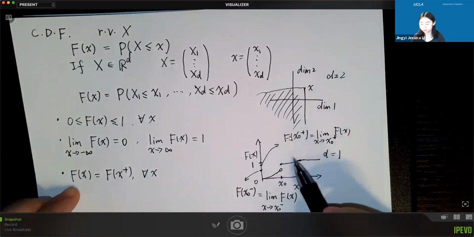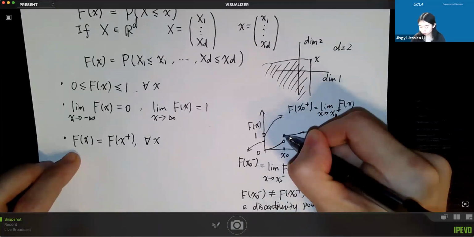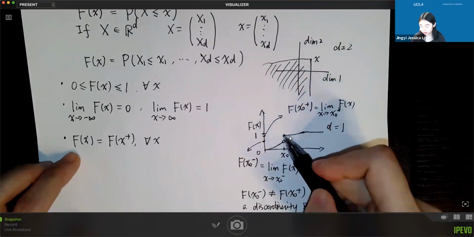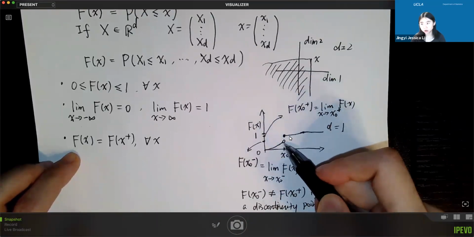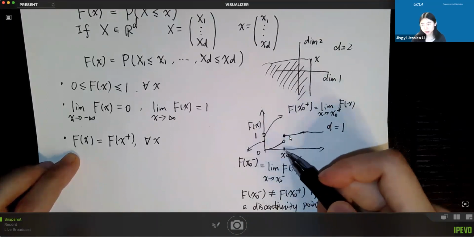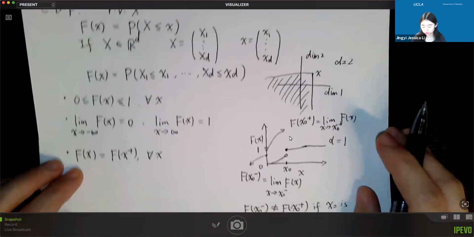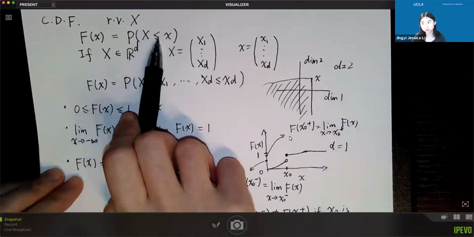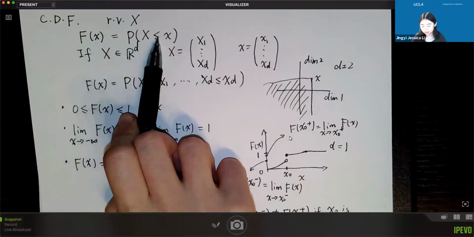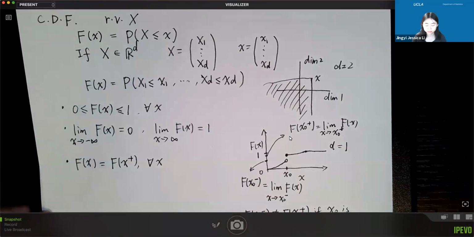So in this example, you can see that we always have this solid point up and this circle down, which means that we let the right limit take the value, but not the left limit. That's just by our definition. If you change the definition of the CDF to less than, then the conclusion will change. But this is our mathematical definition and we stick with that.